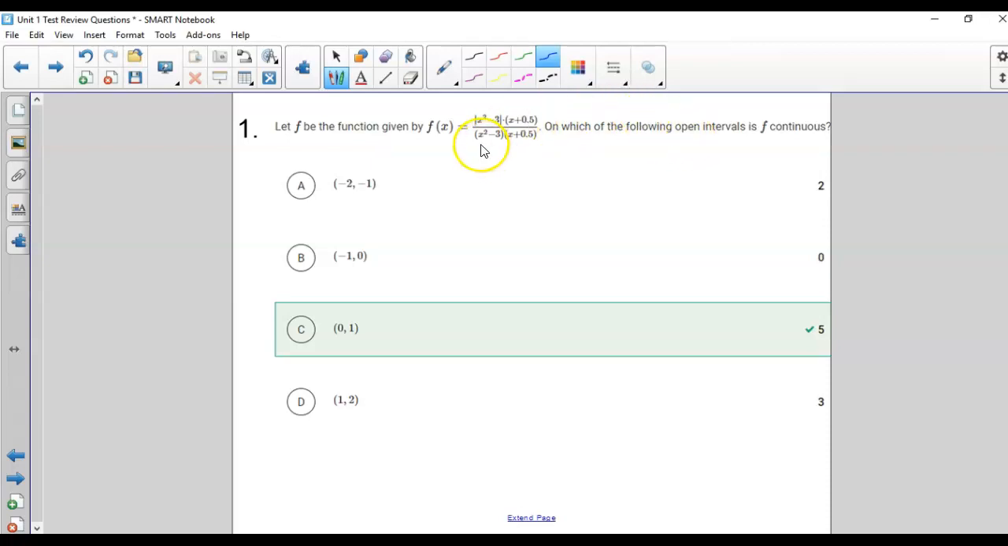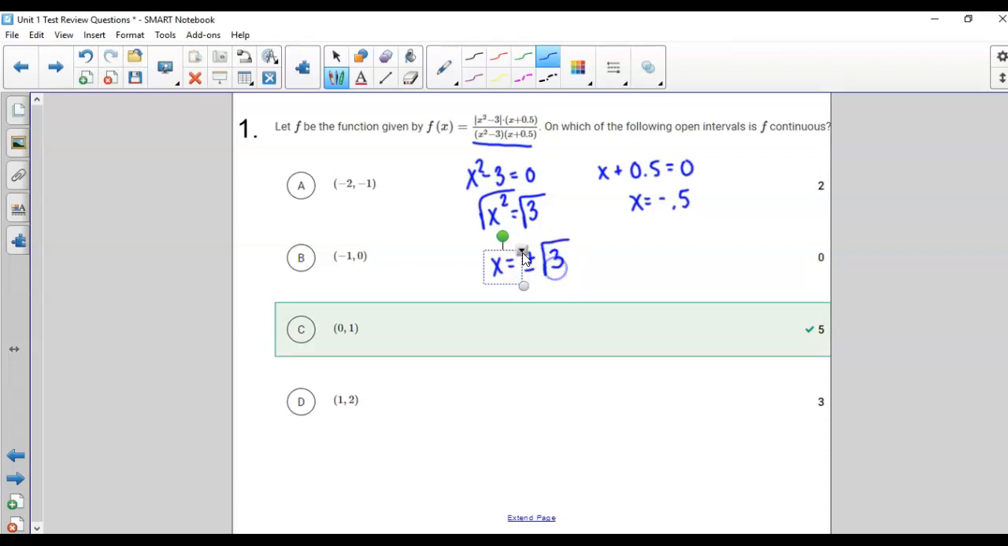So really we need to know where the discontinuities are. Discontinuities come from the denominator. So we would say anything that makes that denominator 0 would give us a discontinuity. So x squared minus 3 could be 0, or x plus 0.5 could be 0. And we know here that's just x equals negative 0.5. And then here we've got the 3 has to be moved to the other side. We got x squared equals 3. And then we must square root both sides. So that gives us x equals plus or minus the square root of 3.